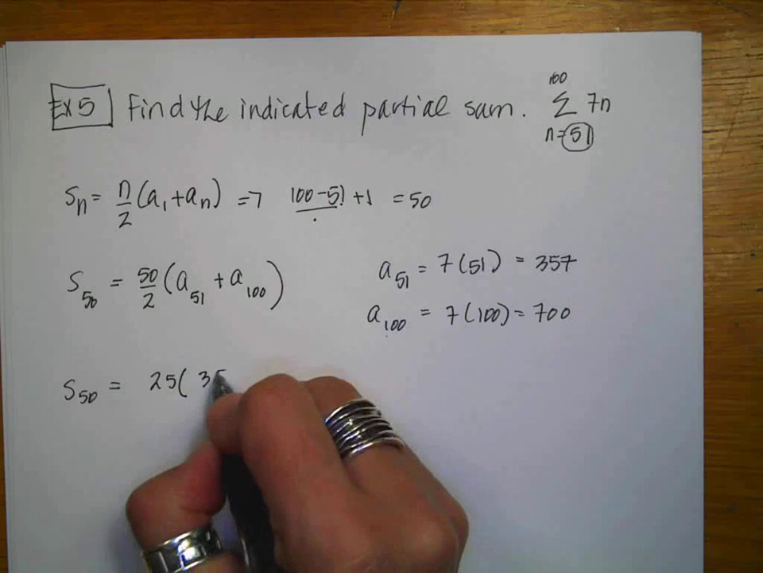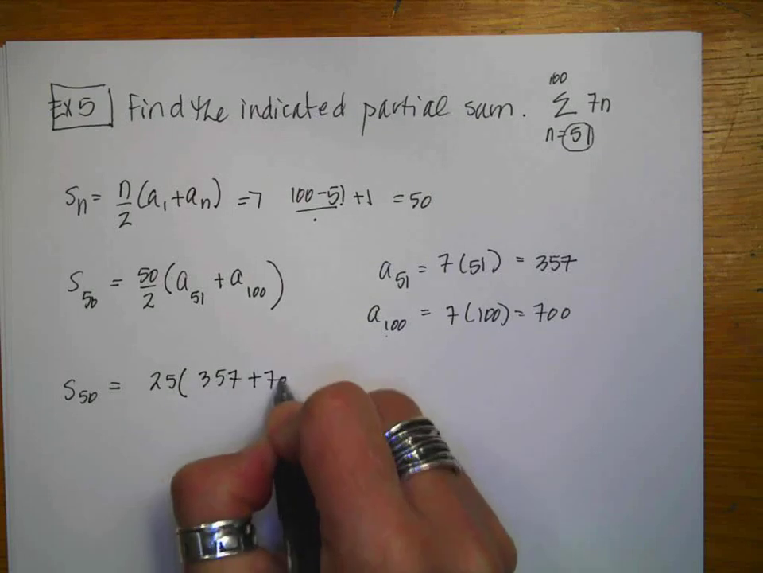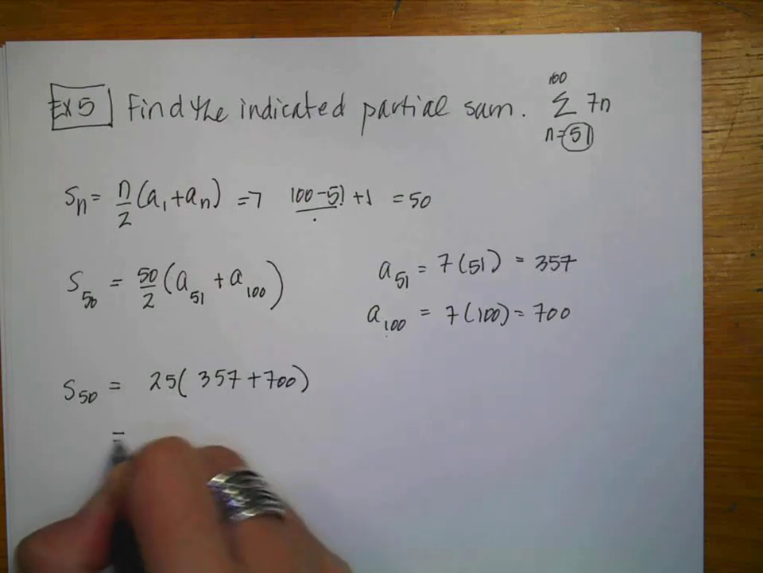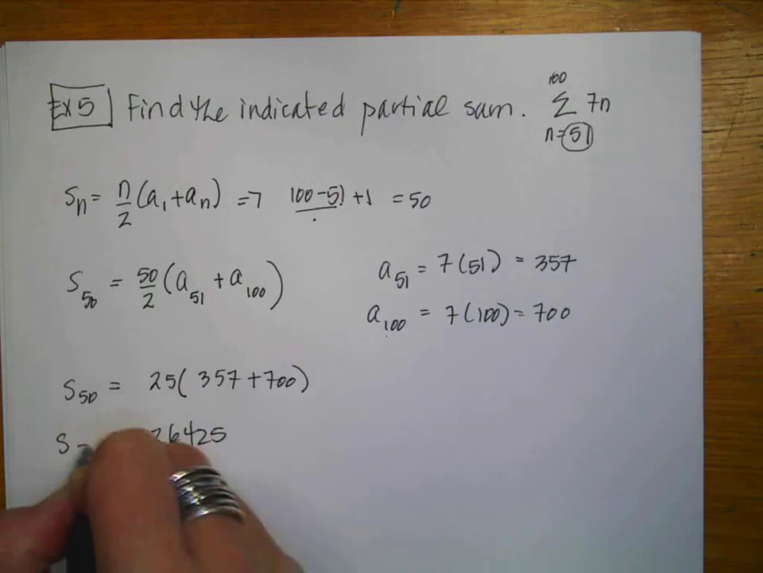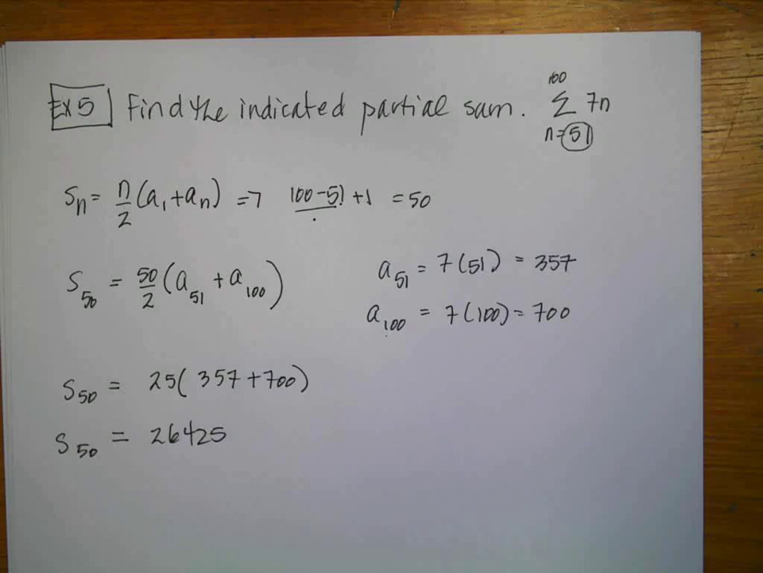Then my 50th partial sum is going to equal 25 times the 357 plus the 700. And then when I do that calculation, I get 26,425, and this is my 50th partial sum.